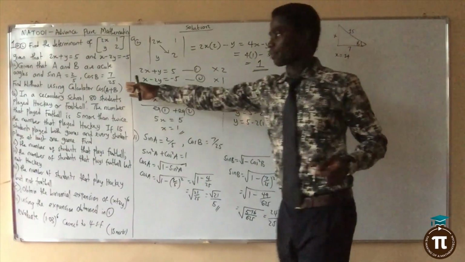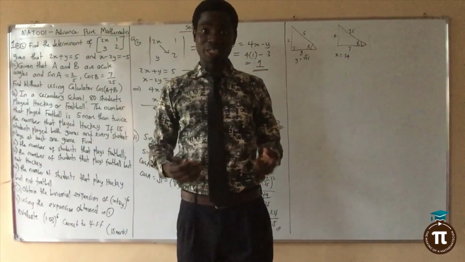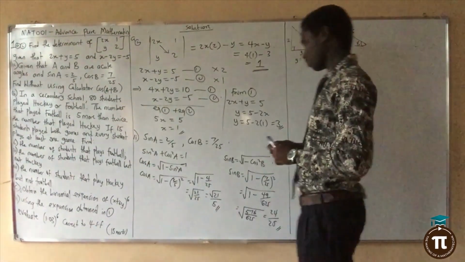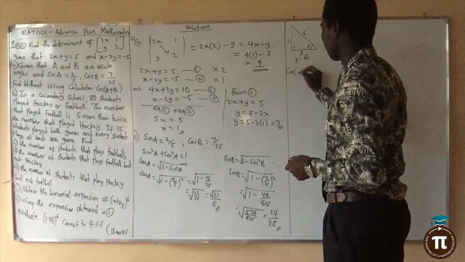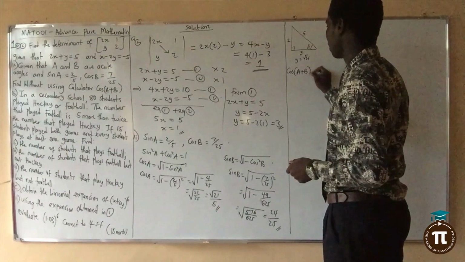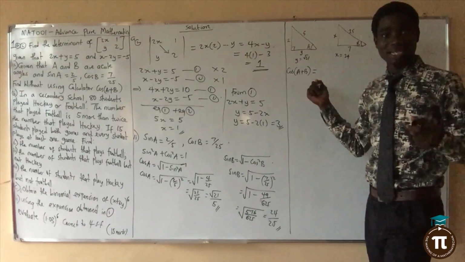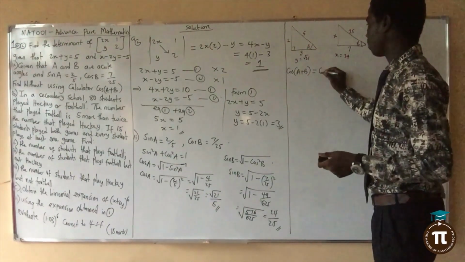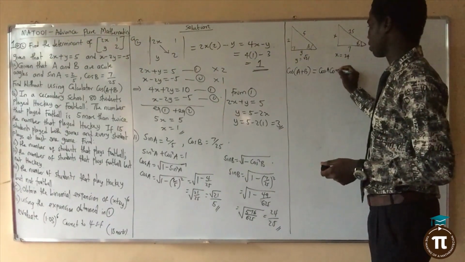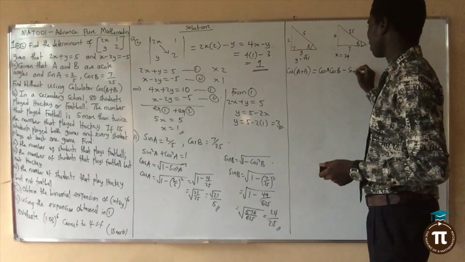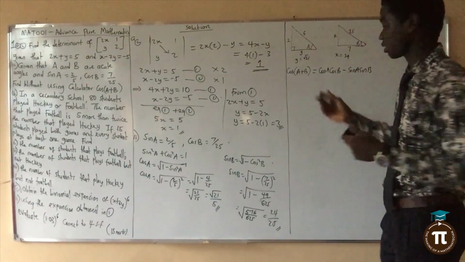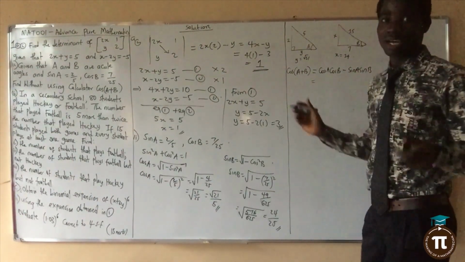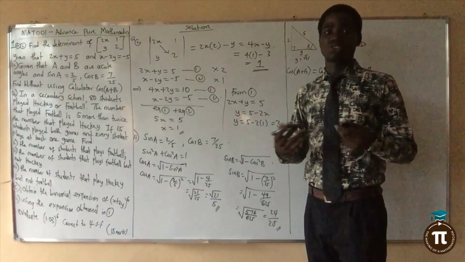Now we want to find cos(A + B) without using a calculator. So now, look at what will happen. For cos(A + B), you need to remember this identity: cos(A + B) is actually cos A cos B minus sin A sin B. That is what cos(A + B) is. This is what we call the addition formula in trigonometry.